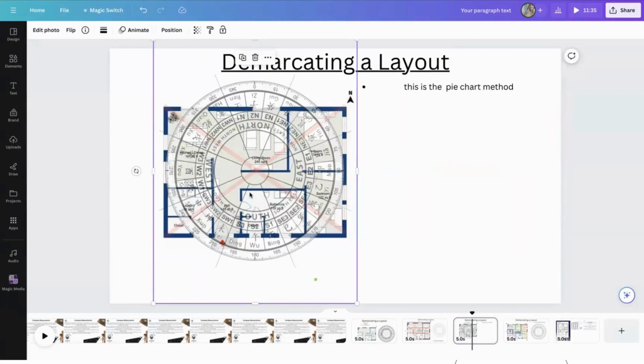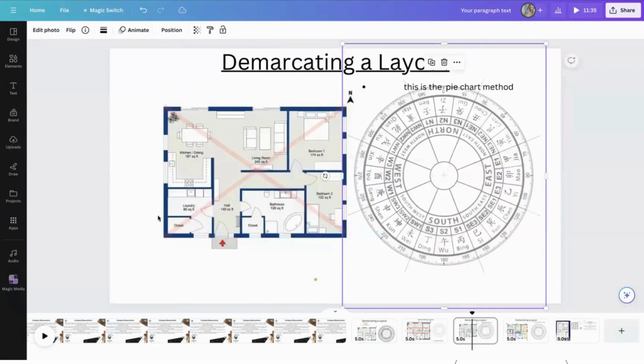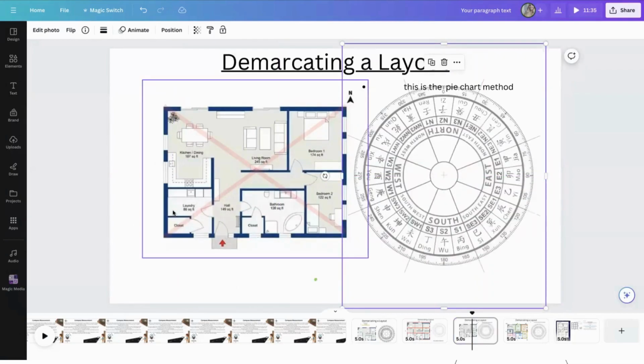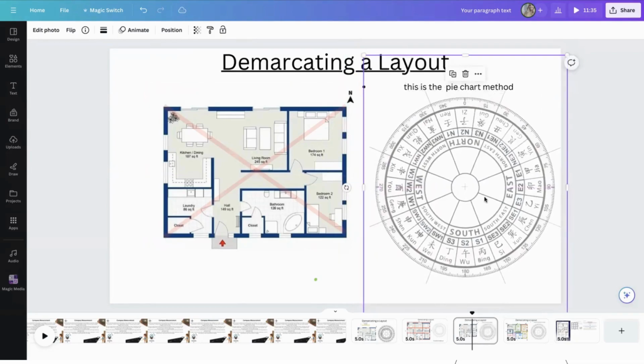But again, as you can see, you kind of run into the same problem where you have multiple sectors or multiple rooms of the home that occupy more than one energy. And again, it makes it extremely difficult when you're trying to work with activating certain areas of the home.